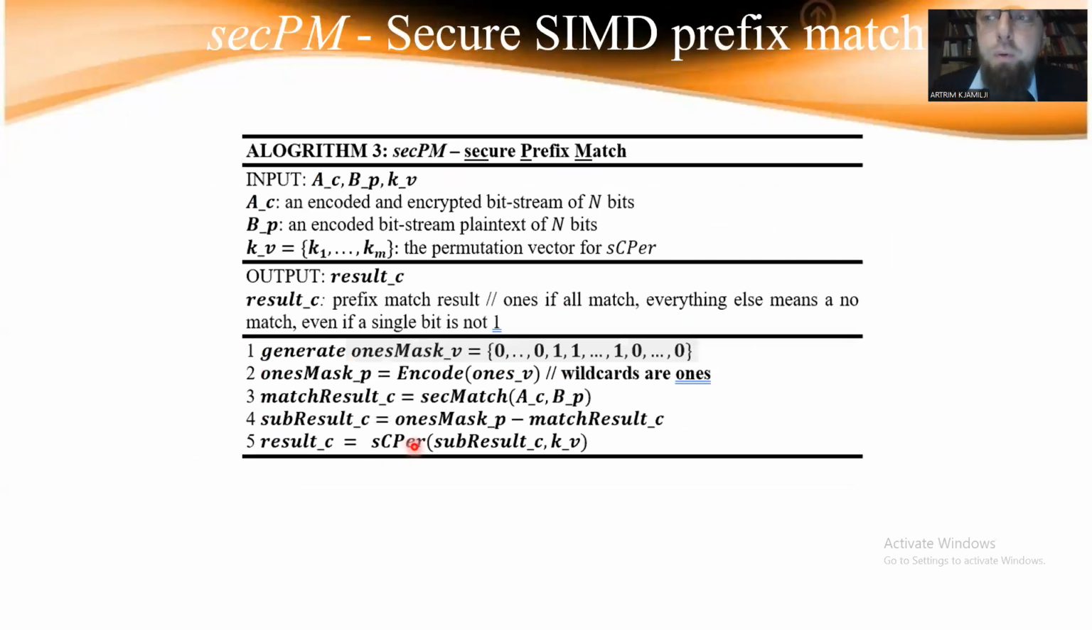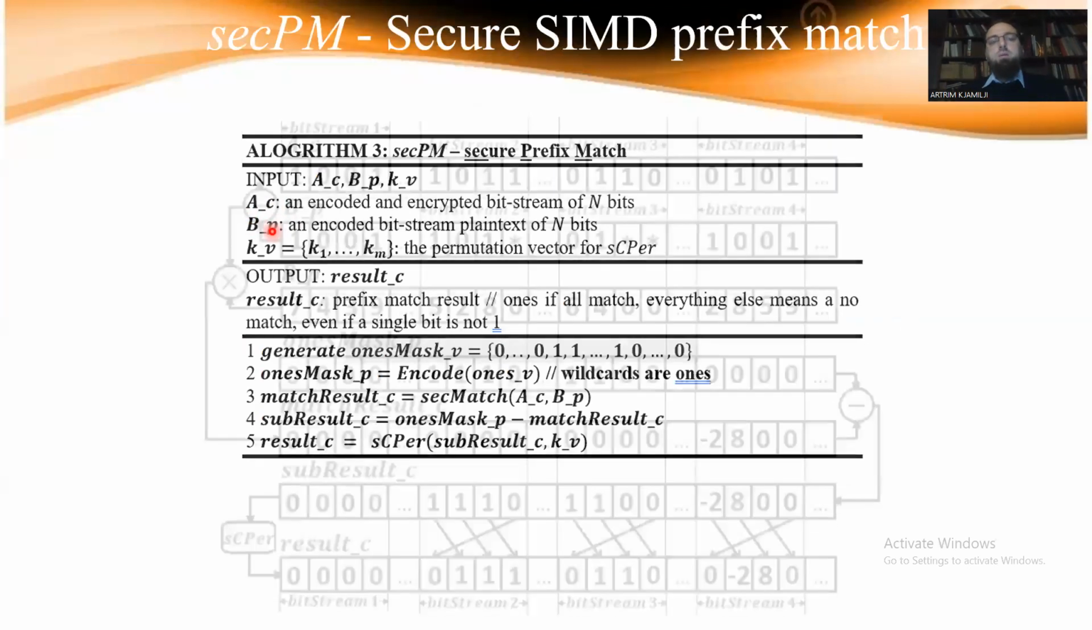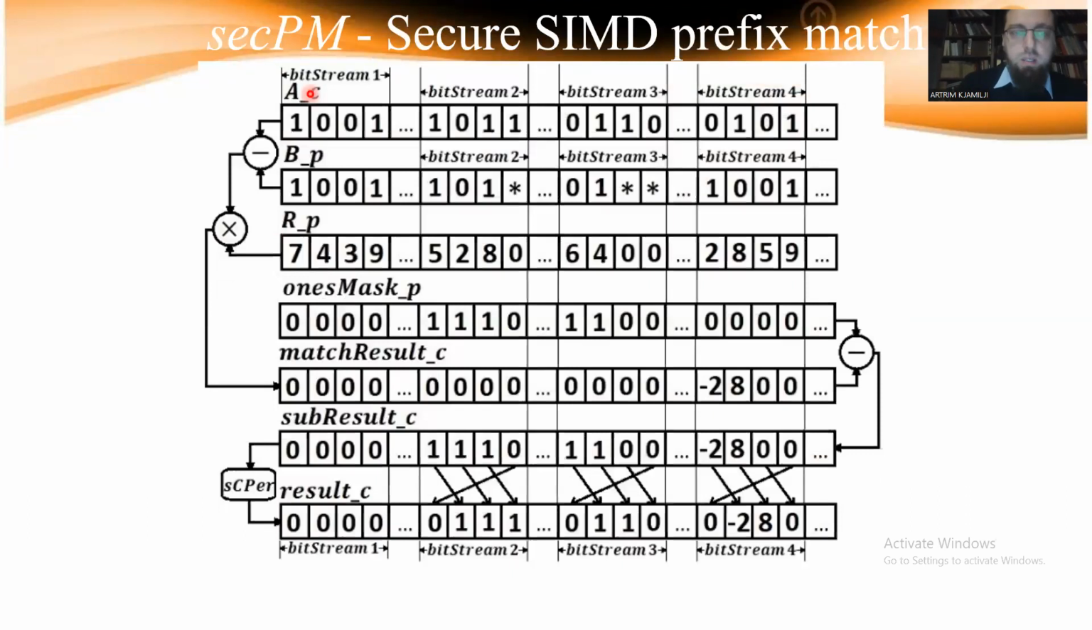Let's see secure SIMD prefix match. It's given in this pseudocode. It takes two inputs, AC and BP. The first is a ciphertext, AC, and the second one is a plaintext, but they can both be ciphertexts.